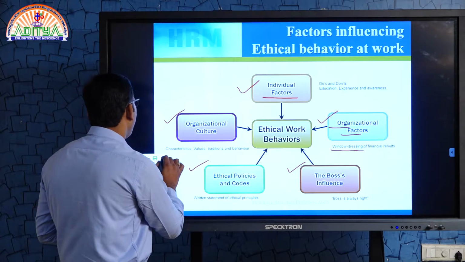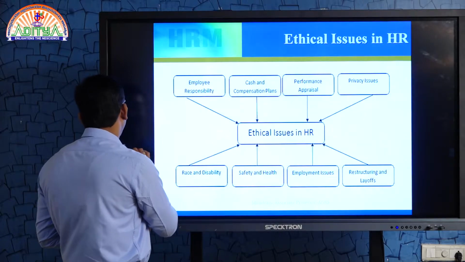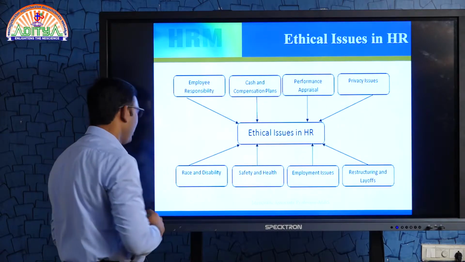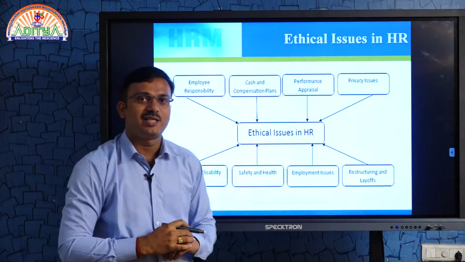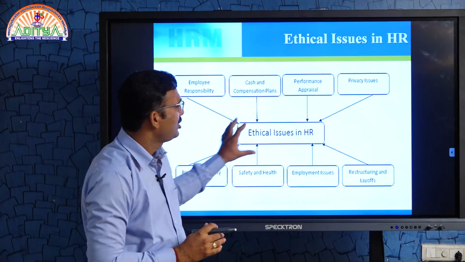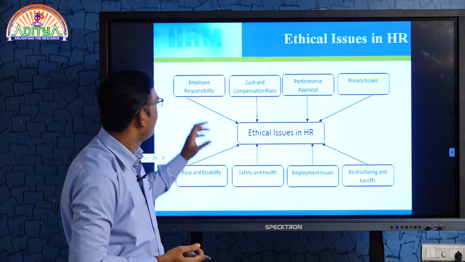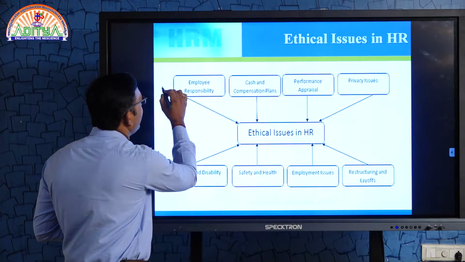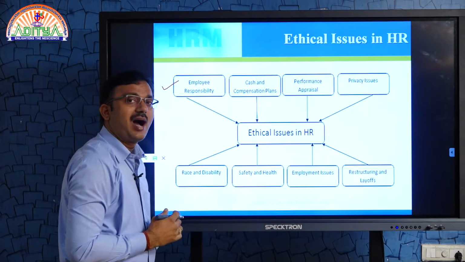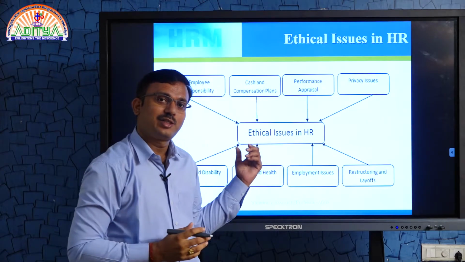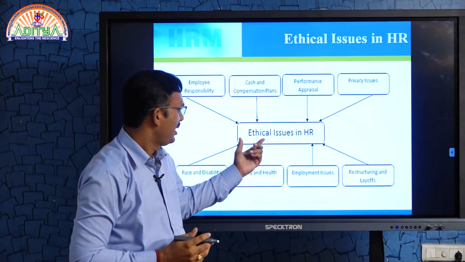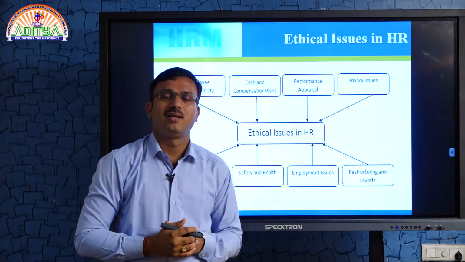Next we will see what the various ethical issues in HR are. The various ethical issues in HR are categorized into 8 different aspects, and the first one is employee responsibility. How is an employee responsible for ethical issues in HR?